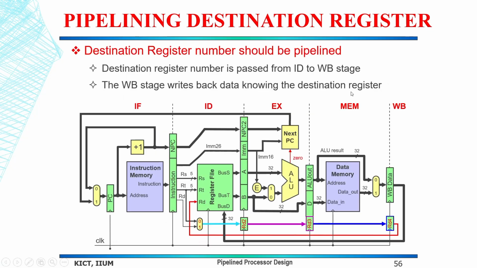This slide continues from the previous one and emphasizes a key role of pipelining: the destination register number must be pipelined, meaning it should be passed from the instruction decode stage to the write back stage. The destination register number is passed from ID to WB stage, and the write back stage writes back data knowing the destination register.